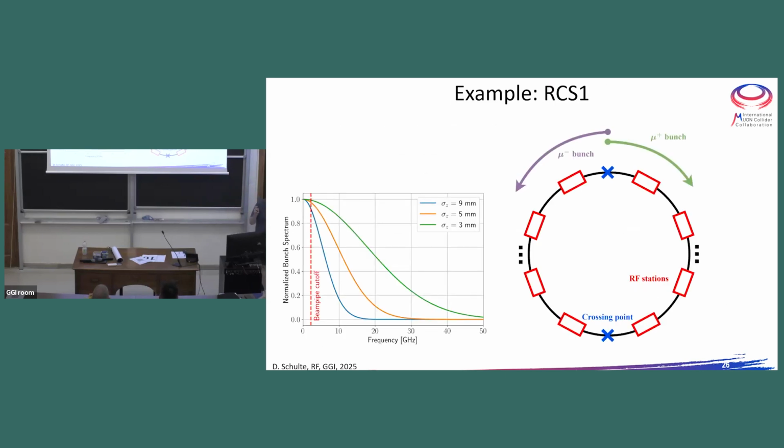So a quick example, the RCS1. Here you see we accelerate one beam going around one way, the other beam going around the other way, and we have the RF stations distributed all over. The bunches are very short compared to the wavelengths of the RF. So we get high frequency content in the beam. This is basically our F approaching 2. We have very short bunches. So you see, the longer your bunch, the fewer high frequencies you excite. But that's just a side note.